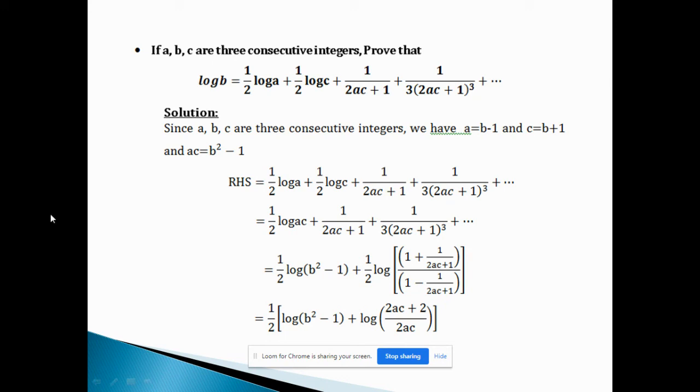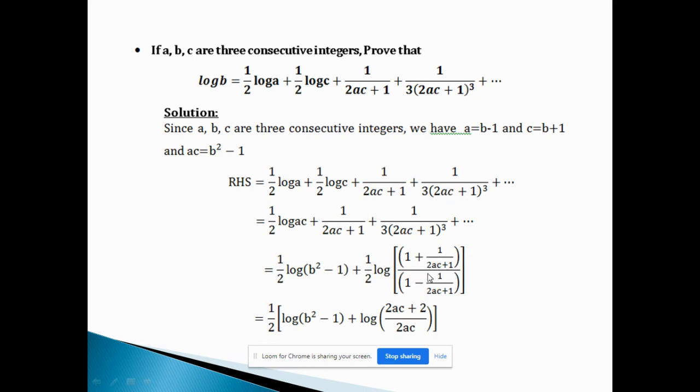And next, now we can replace ac. What is ac? ac is b square minus 1. Replace that value. Now 1 by 2ac plus 1 plus 1 by 3 and so on, which is in the form of x plus x cube by 3 and so on. So what is the sum of the series? The sum of the series is 1 by 2 log of 1 plus x by 1 minus x. Here we consider x as 1 by 2ac plus 1. So apply that value. The sum of the series is half log of 1 plus x by 1 minus x.